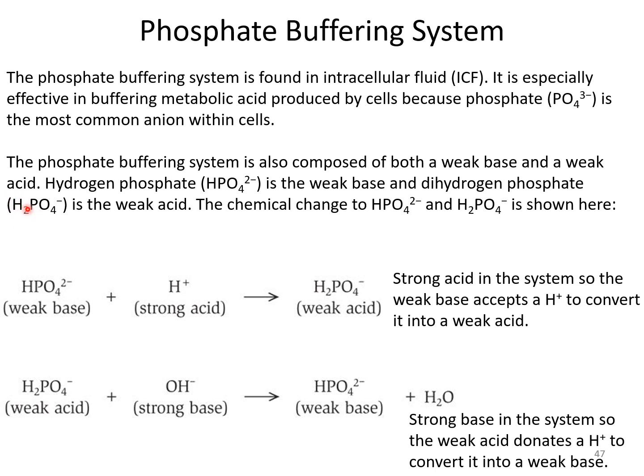Okay, so we've got hydrogen phosphate that can accept another hydrogen, so it acts as a weak base. Dihydrogen phosphate that can donate a hydrogen ion, so it acts as a weak acid.